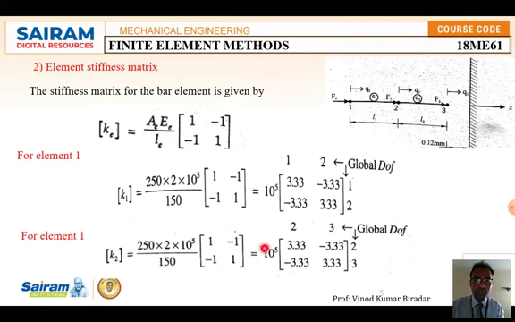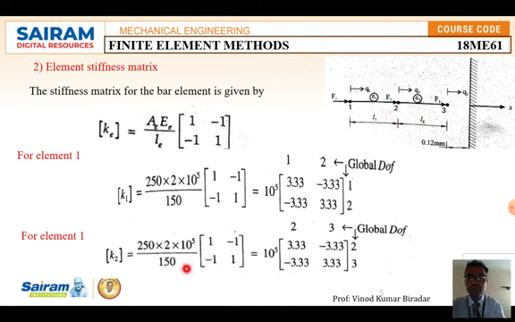Again you simplify this, 10 to the power of 5, the same value you are going to get, that is 3.3 into 10 to the power of 5. Again you multiply that into the matrix, and you are going to get 10 to the power of 5 times the matrix of 3.33, minus 3.33, minus 3.33, and 3.33 positive. Here the global node vectors are 2 and 3. Since it belongs to the second element and it is connected to nodes 2 and 3, write 2 and 3 here.